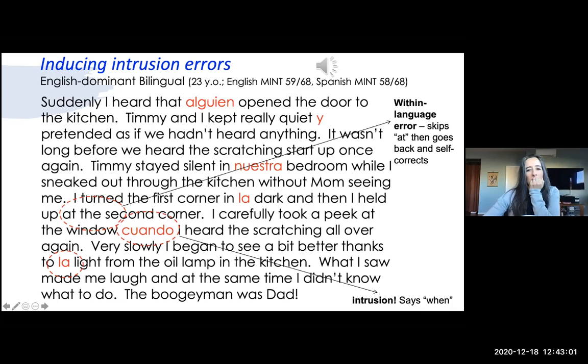Timmy stayed silent in nuestra bedroom while I sneak out through the kitchen without Mom seeing me. I turned the first corner in the dark, and then I held up the second corner. I carefully took a peek at the window when I heard it scratching all over it again. Very slowly, I began to see a bit better thanks to the light from the oil lamp in the kitchen. What I saw made me laugh, and at the same time, I didn't know what to do. The boogeyman was Dad.